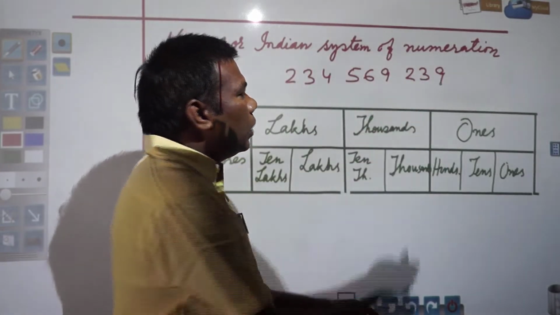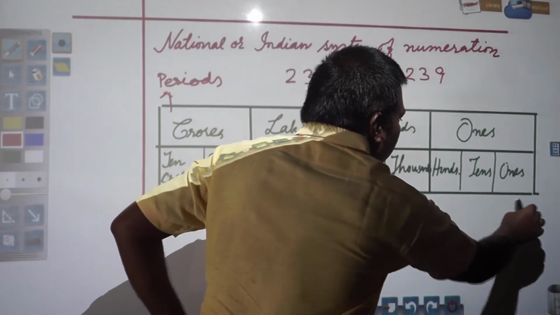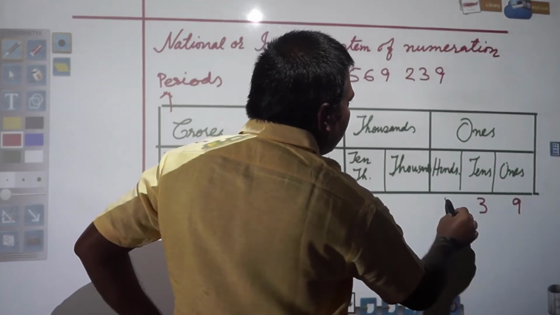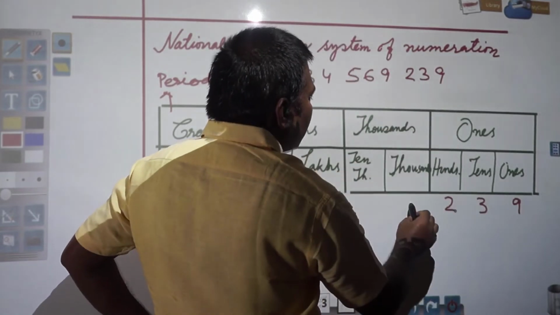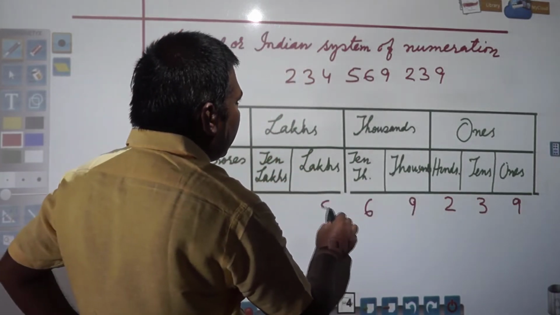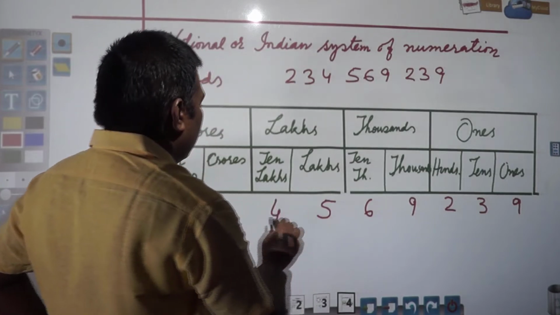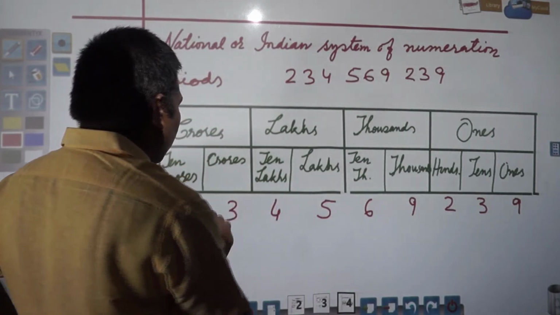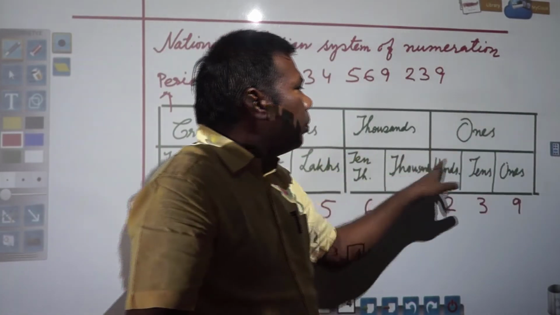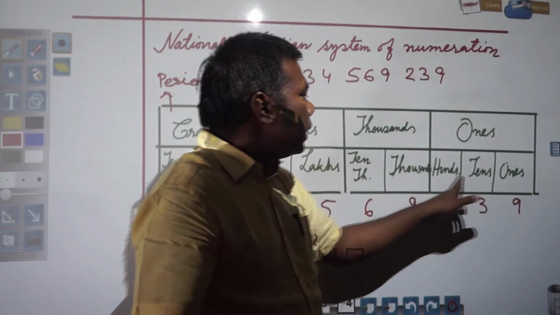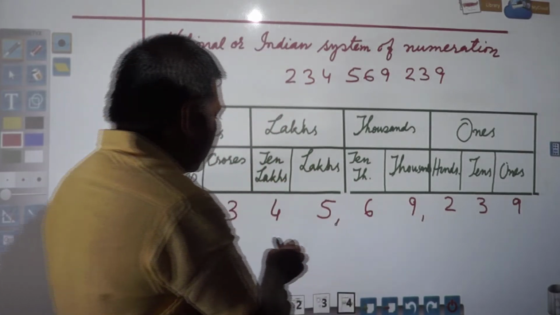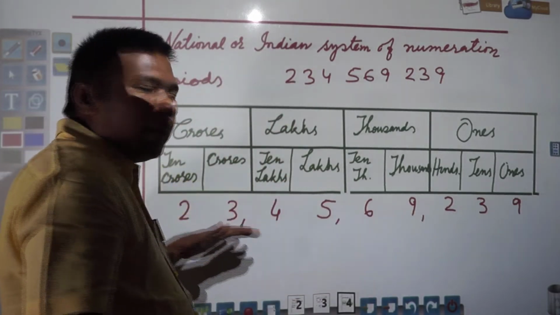Start with ones place. So when you are writing, this 9 in ones place, you write 9. Then in tens place you have 3. Then hundreds place you have 2. In thousands place you have 9. Then 6. Then 5. Then 4, 3 and 2. Now after the ones period, it means ones, tens and hundreds, we start putting commas after every 2 digits like this. This comma you have put.